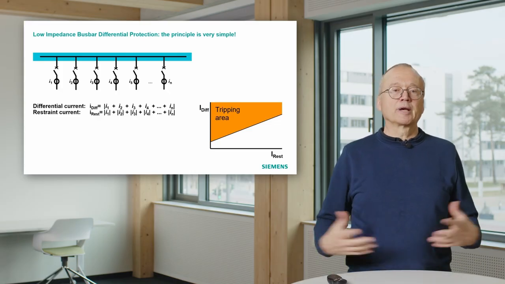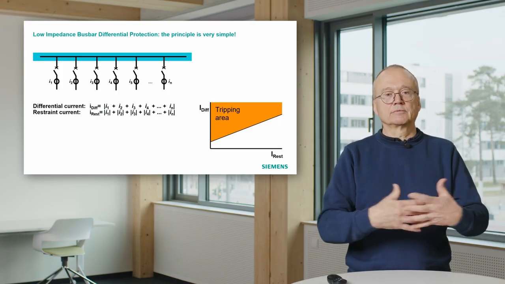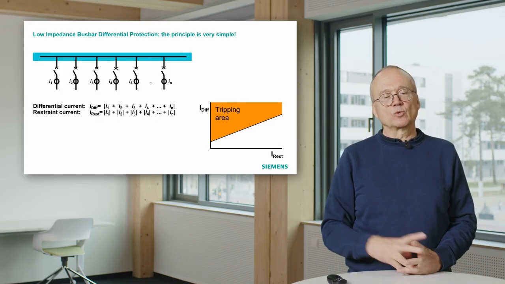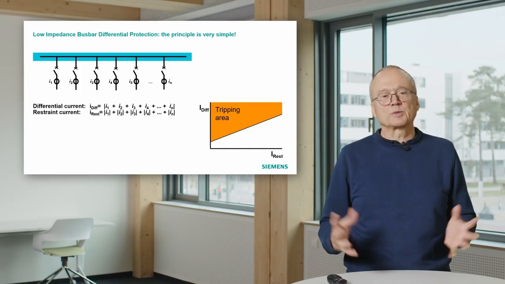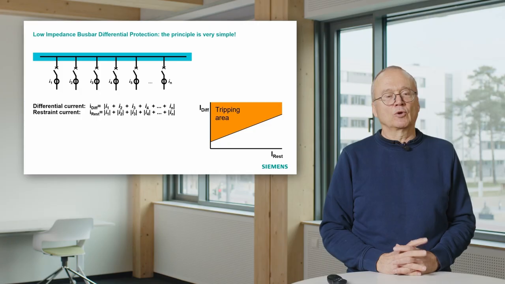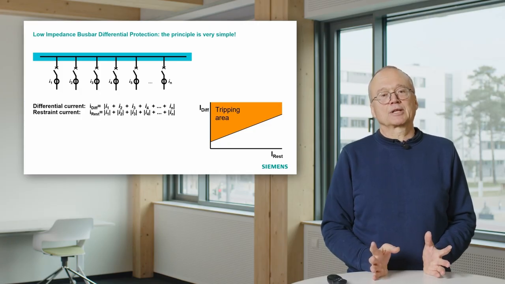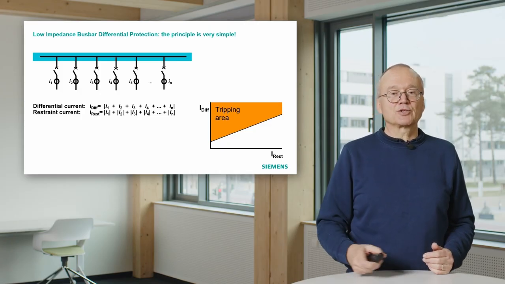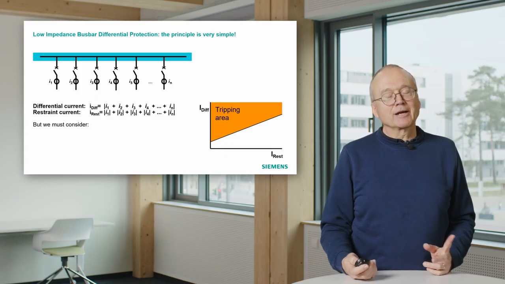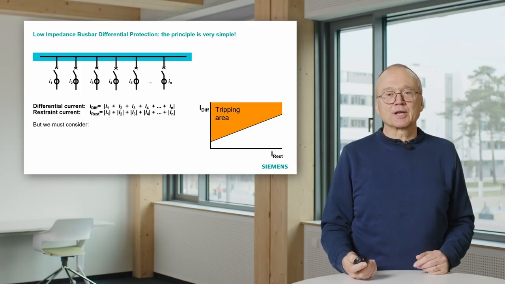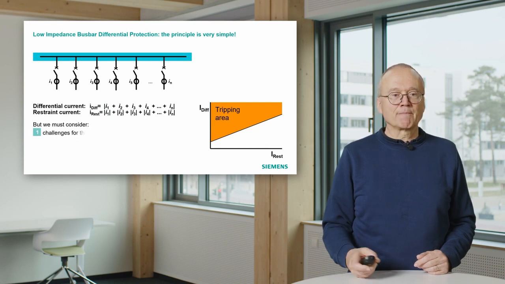We have no problem with transmitting measured values over 50 kilometers. We have no problems with vector groups and all these things we discussed before. So for busbar protection, it looks pretty simple, but there are a few things to consider here which make life a bit more interesting.